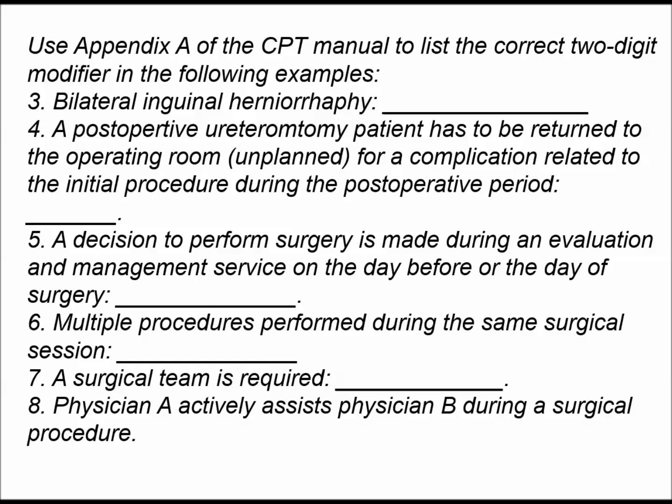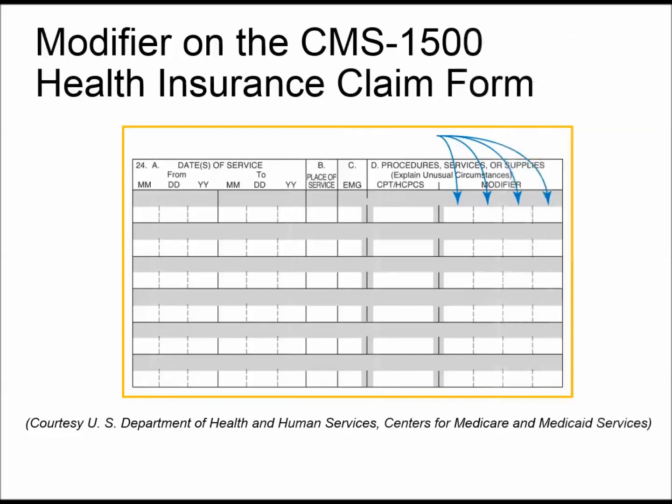Number 5, a decision to perform surgery is made during an evaluation and management service on the day before or the day of surgery. This would be 57. Number 6, multiple procedures performed during the same surgical session: 51. A surgical team is required: 66. Physician A actively assists physician B during a surgical procedure would be 80. So with this, let's advance to the next one.